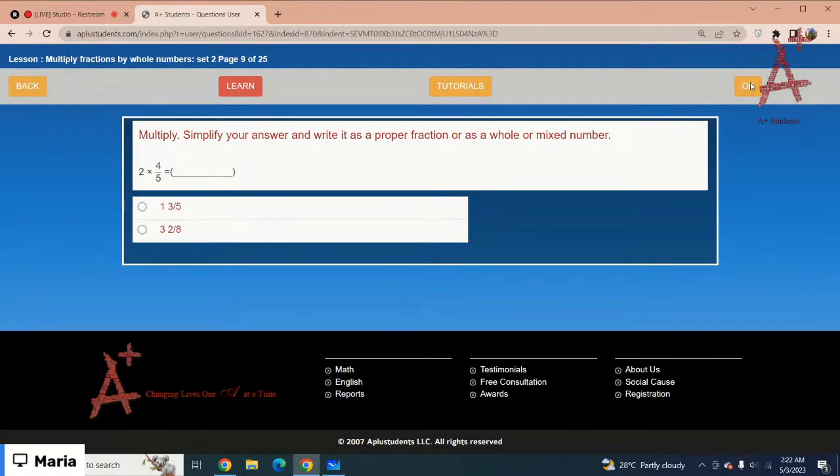Okay, the next one is 2 times 4 over 5. So 5 times 4, 4 times 2 is 8. So it would be 8 over 5. So when you divide 8 by 5, 5 times 1 is 5 and you have 3 as a remainder. So it would be 1 whole 3 over 5. Option number 1 is the correct option.